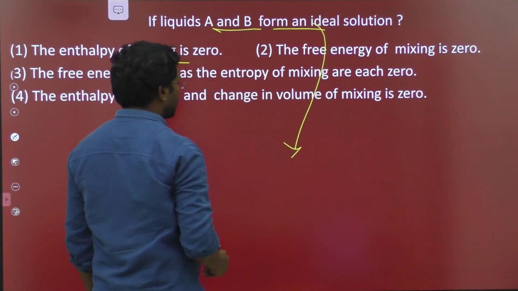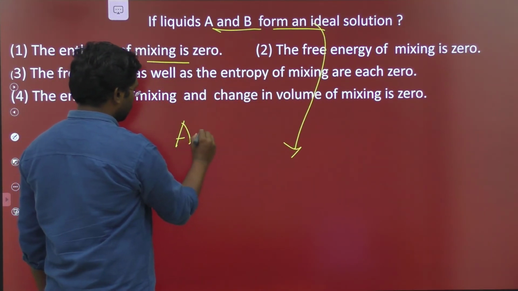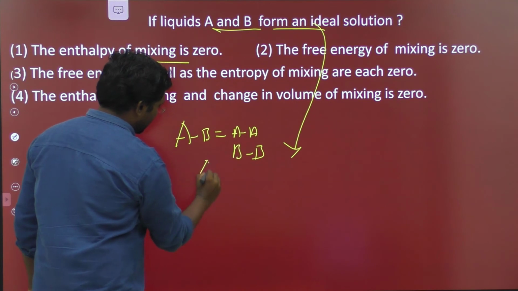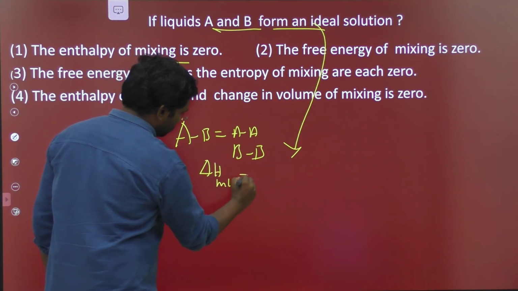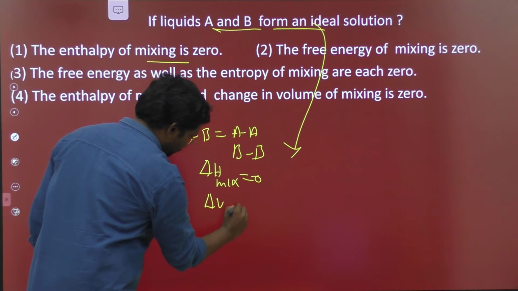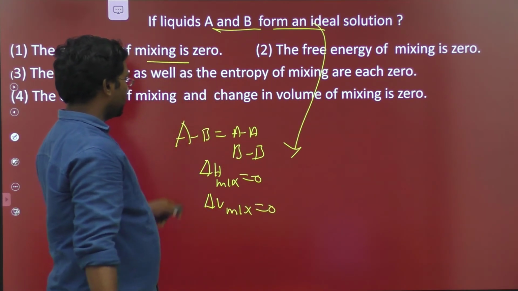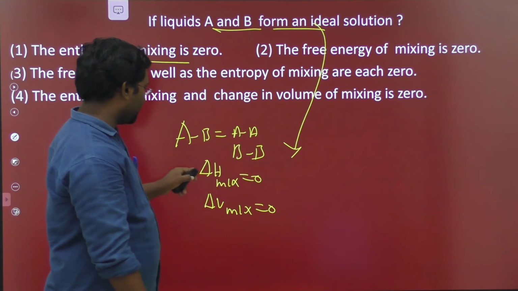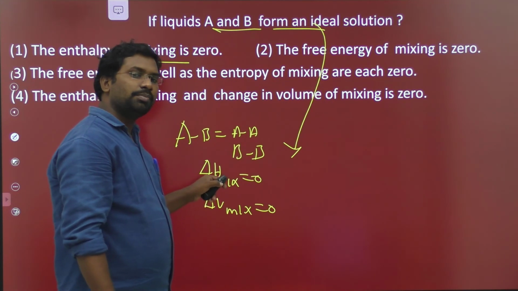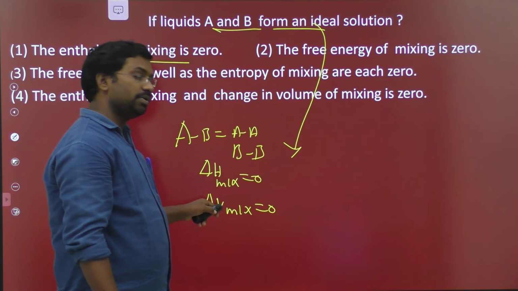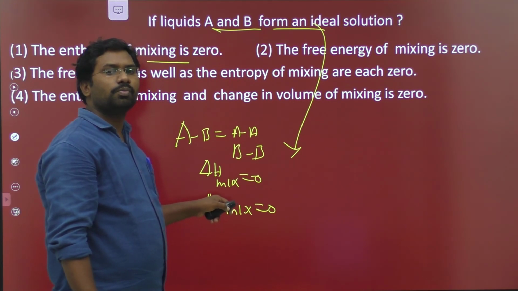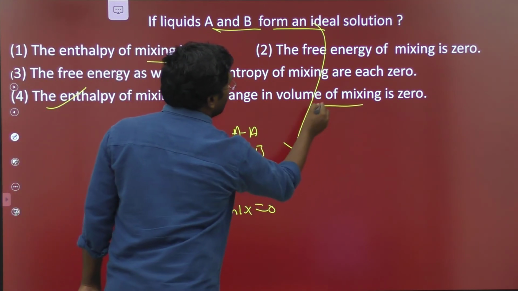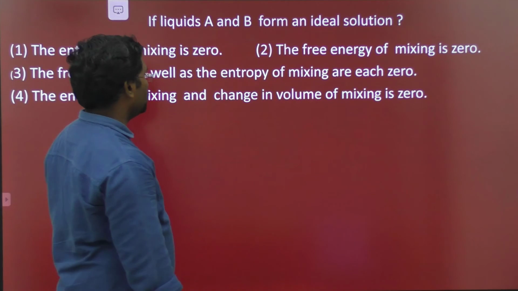So what are the conditions for ideal solution? AB interaction is equal to AA interaction and BB interaction. Delta H mix is equal to 0 and delta V mix is equal to 0. That means the interaction between solvent and solute is equal to solvent-solvent and solute-solute interaction. Change in the enthalpy of mixing of two components is equal to 0. Change in the volume of two components is equal to 0. Therefore, this is the right answer: the enthalpy of mixing and change in the volume of mixing of two components is equal to 0.